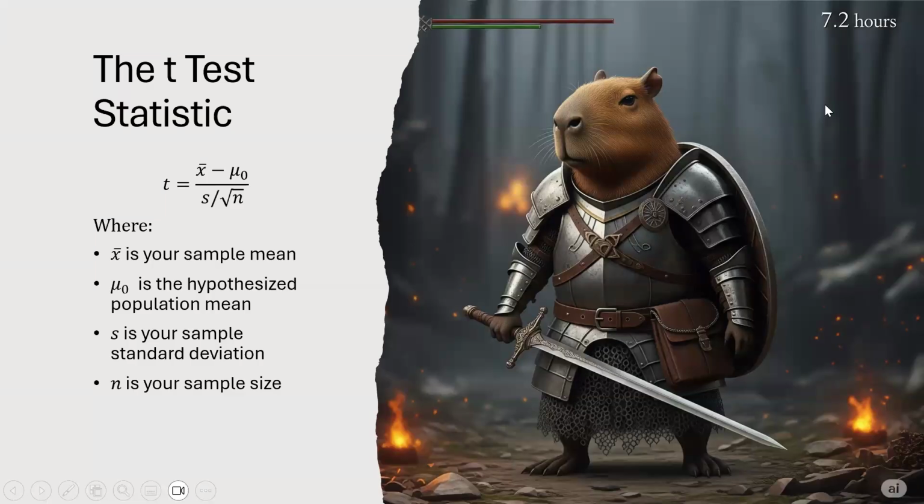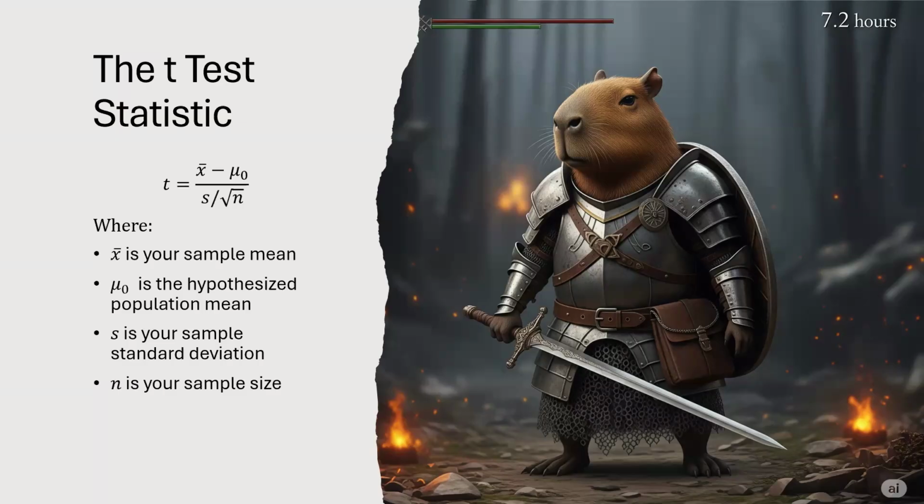Now let's look at the formula you'll use over and over. t is equal to x bar minus mu naught over s divided by square root of n. x bar is your sample mean, mu naught is the hypothesized population mean, s is your sample standard deviation, and n is your sample size. This formula measures how far your sample mean is from the hypothesized population mean, scaled by standard error. The result is a t-score, like a z-score, but adjusted for sample size.